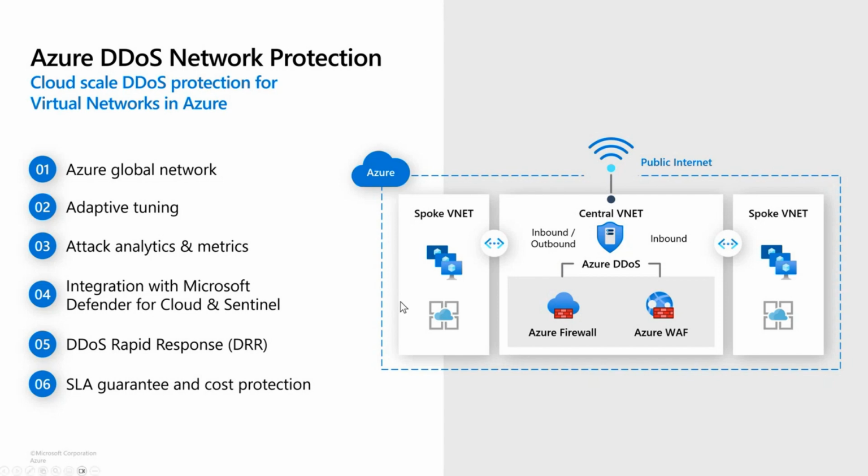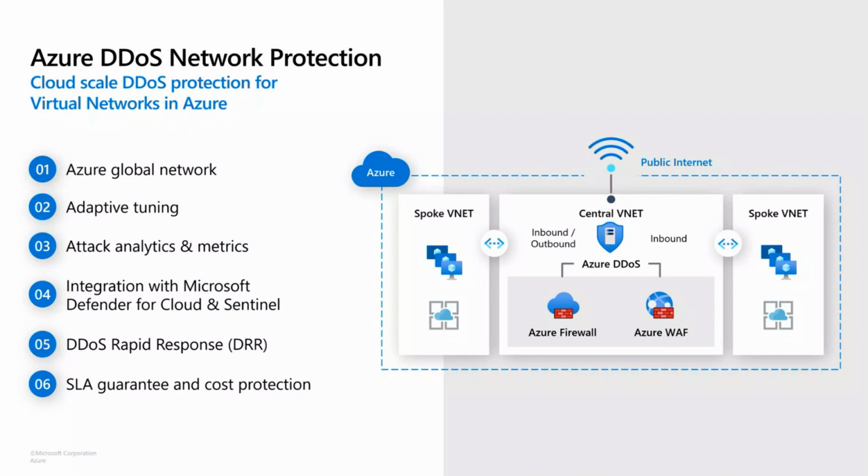It has different SKUs, but it protects the public IPs in your network. The way it does it, it has an adaptive tuning methodology, meaning it will monitor the public IPs you're protecting, learn the type of traffic and the level of volume you're seeing, and then apply thresholds or build policies accordingly in the backend. And it is a managed service, so it takes care of the tuning on its own.